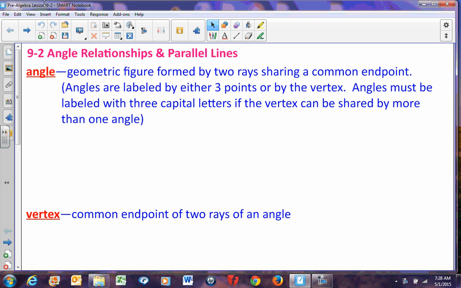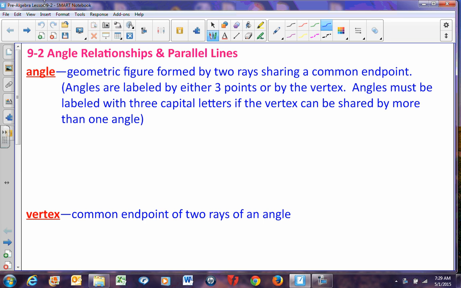This is pre-algebra lesson 9-2, angle relationships and parallel lines. An angle is a geometric figure formed by two rays sharing a common endpoint. Angles can be labeled by either 3 points or by the vertex. Angles must be labeled with 3 capital letters if the vertex can be shared by more than one angle.